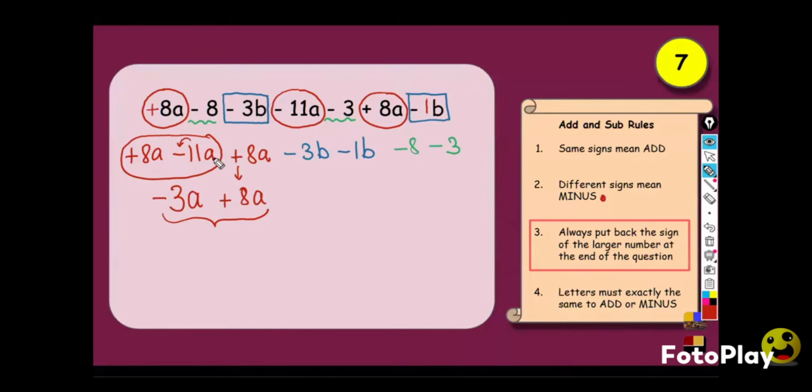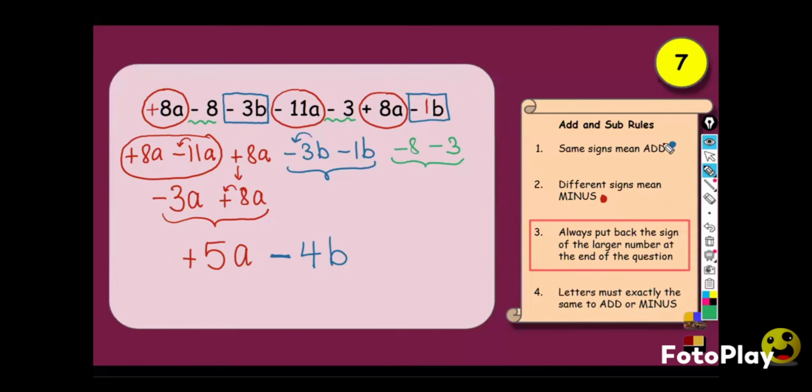Let's handle these two now. Both of them have A, obviously, because they're in red. Signs are different again. One is positive and one is negative. Different signs mean minus. 8 and 3, minus it in the head, you'll get 5. Put back the sign of the larger one. The 8 is larger, so it's positive, and put back the letter. That's the A's. Let's do the B's now. For the B's, signs are the same. Same signs mean add. 3 plus 1 is 4. Put back the sign of the larger one. The 3 is larger. He's carrying a minus sign, and you put back the letter B once. Let's handle the greens.